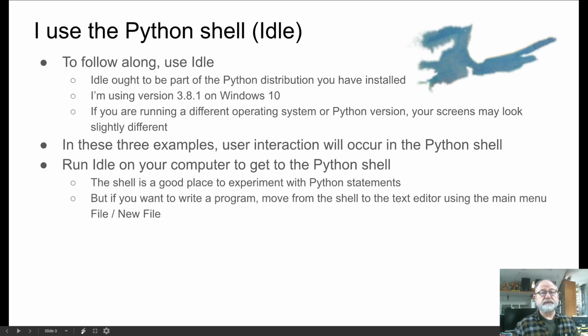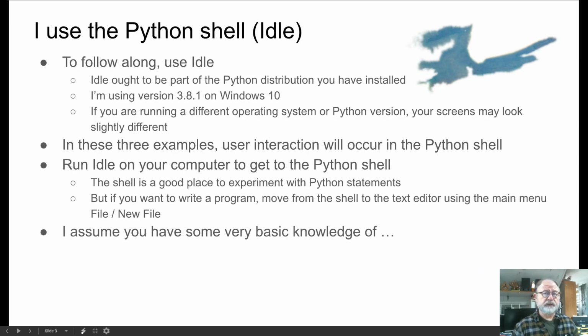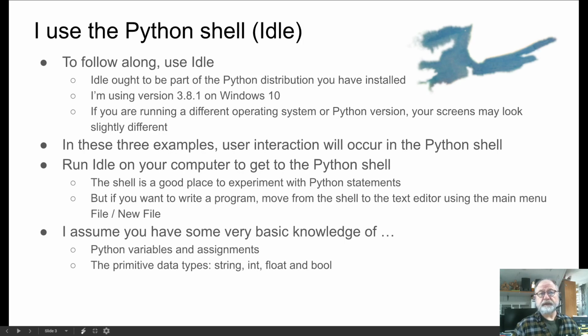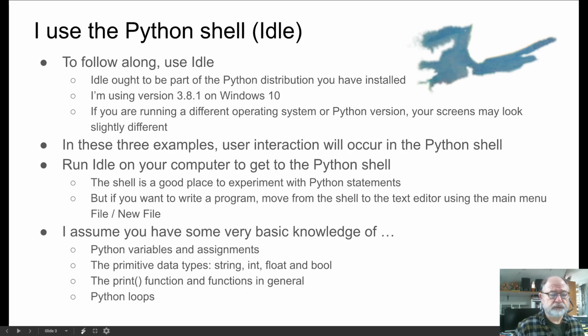You can run IDLE on your computer to get the Python shell. The Python shell is a great place to experiment with Python code, one statement at a time or a sequence of statements at a time. But if you want to write a program, you need to generate a source code file, and you can use the IDLE editor that's available from the IDLE shell. I'm going to assume you have some very basic knowledge of Python variables and assignments, and some primitive data types like int and string and float and boolean, and how to use the print function and functions in general. And we're going to go a little bit into Python loops.